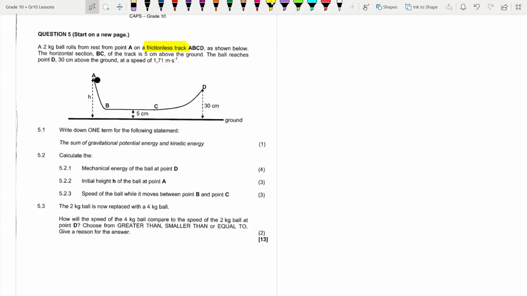So a 2 kg ball rolls from rest from point A on a frictionless track A, B, C, D. So our tracks will always be frictionless because we always want mechanical energy to be conserved. Mechanical energy is conserved.